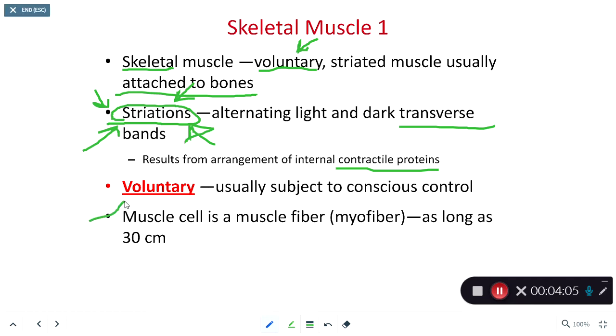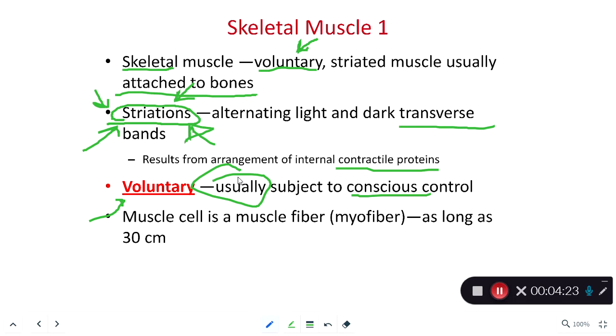Now, what do I mean by voluntary? It means conscious control, and usually subject to conscious control. There's a couple obvious exceptions. For instance, there's reflexive responses. If somebody tickles you, a lot of times you start twitching your skeletal muscles involuntarily.